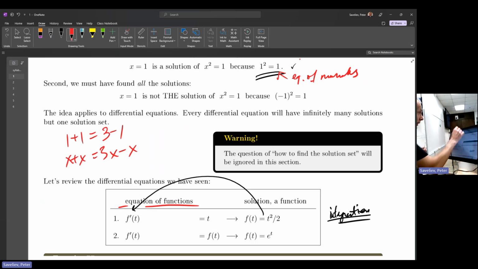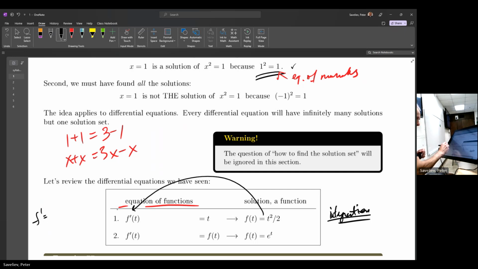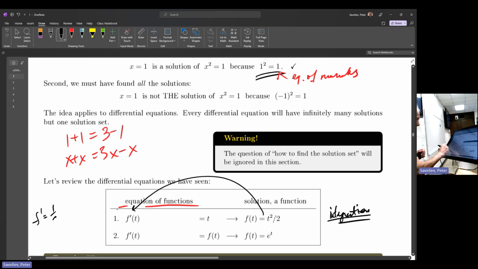So indeed, if I take t squared over 2 and differentiate it, I have f prime equal to 1/2 times 2t, which is equal to t, and it checks out.